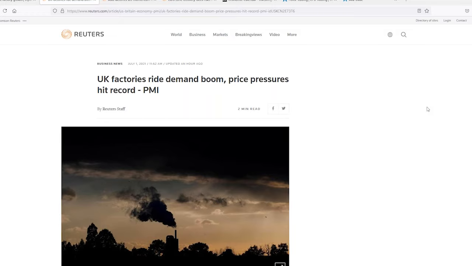And right now, there's fears that this huge demand boom that's occurring coming out of the COVID crisis is creating too rapid of an increase in prices.